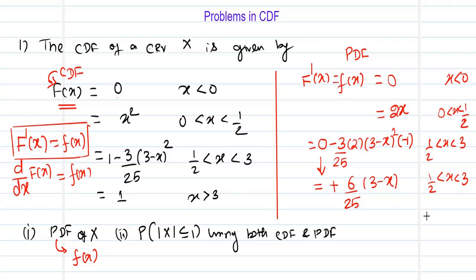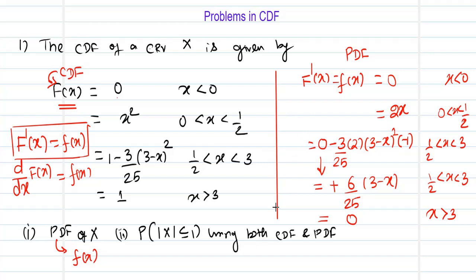And finally, when x is greater than 3, the value of the function will be 1. 1 on differentiation will make it 0. Be cautious, children. 1 on differentiation is going to be 0. Don't make it 1. So we have completed the first subdivision, PDF. Our small f of x has been obtained.